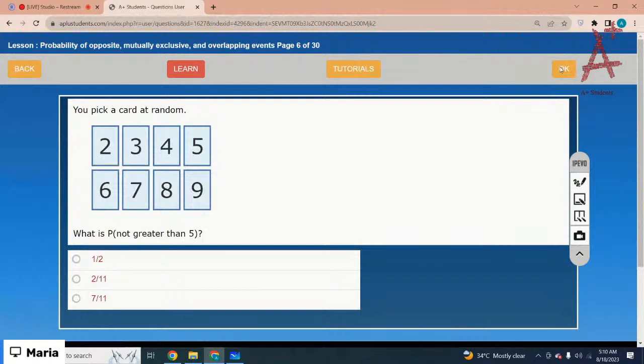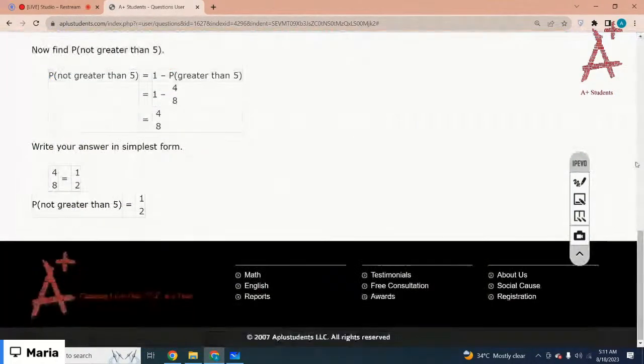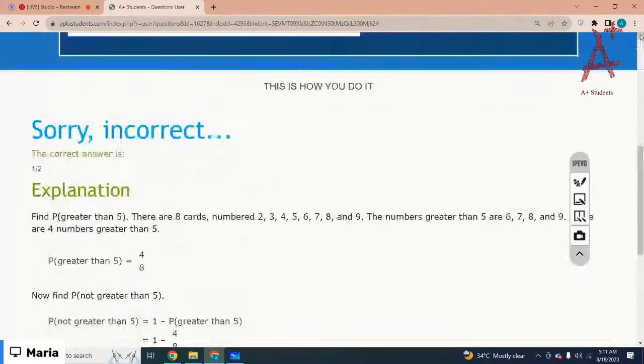You pick a card at random. What is the probability not greater than 5? Which is the correct option? It would be 3 over 8. Not greater than 5. You have three numbers that are not greater than 5, right? Let me see what's wrong with the question. It would be 1 over 2. Not greater than 5. You have just three numbers that are not greater than 5.